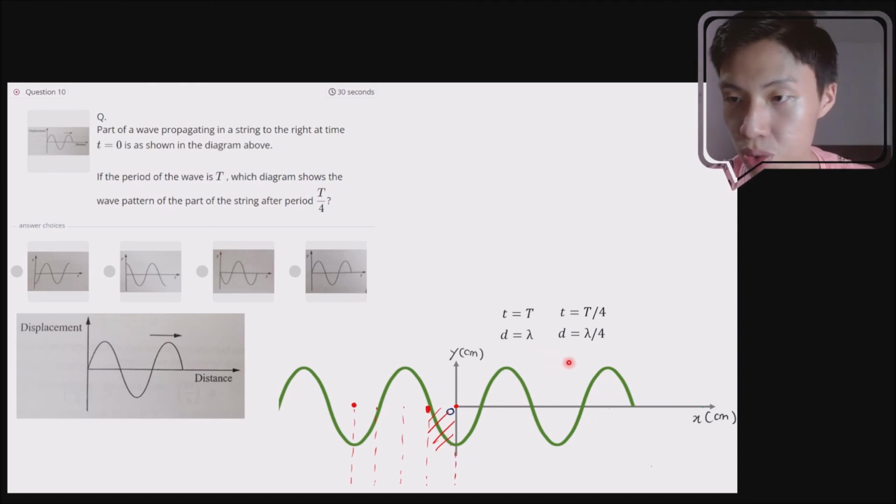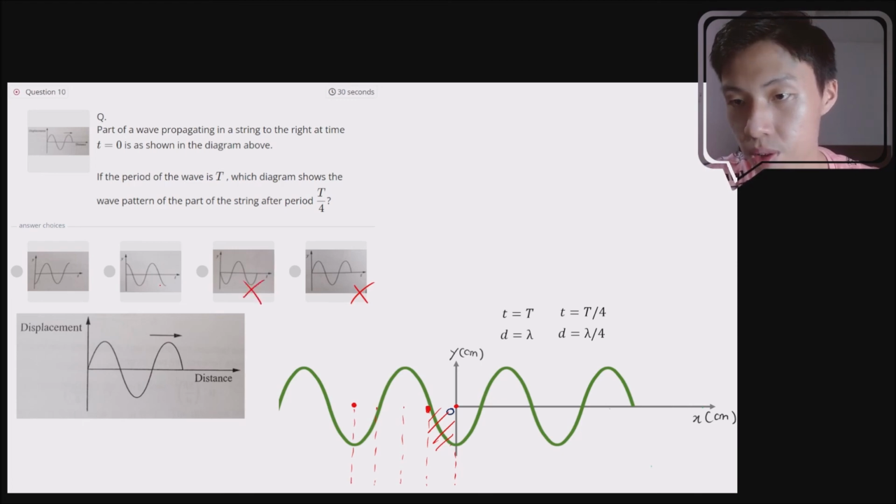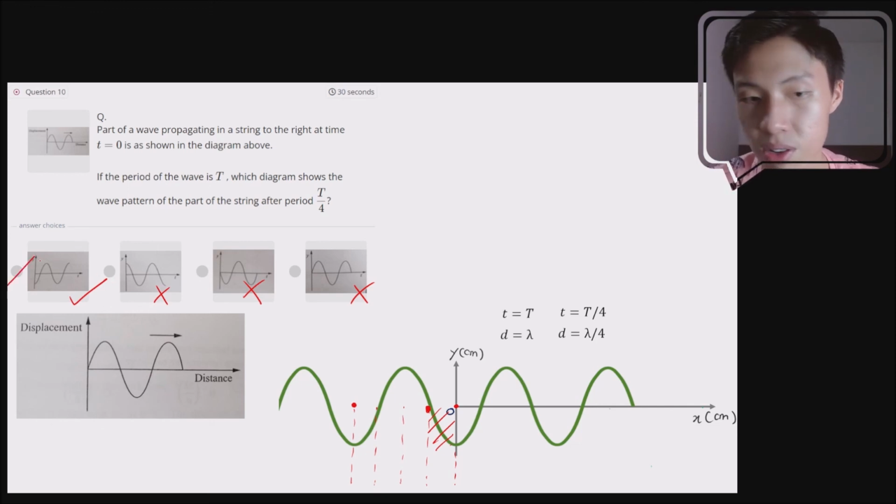So let's check which one has this shape. Well, it starts from the bottom, so definitely not this one. This one starts from 0. This one starts from 0. This one starts from above. This one starts from below. So this one will be our answer. So that's how we solve this question.